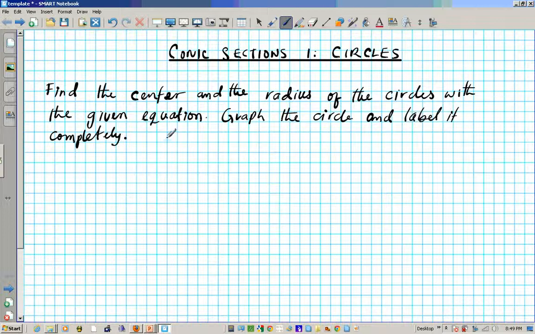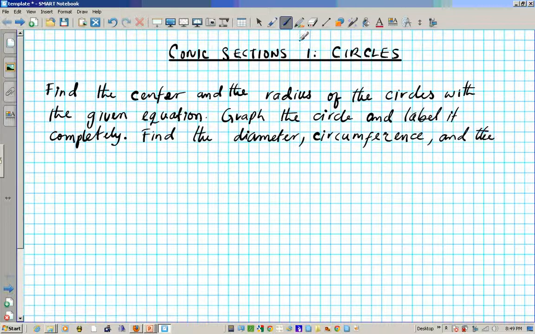And then after doing that, I'd like you to find the diameter, circumference, and area of the resultant circle.